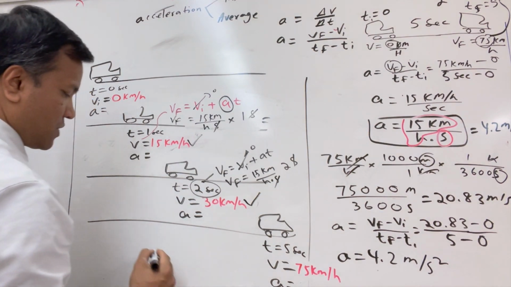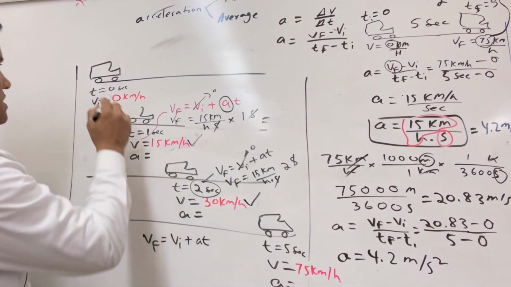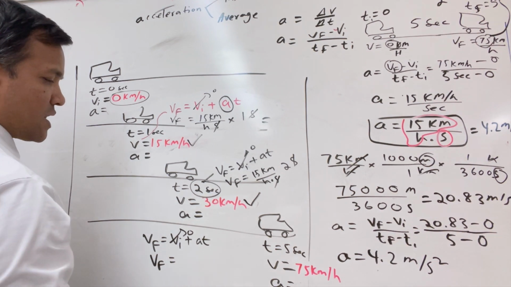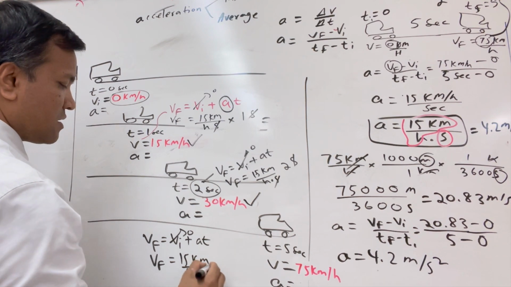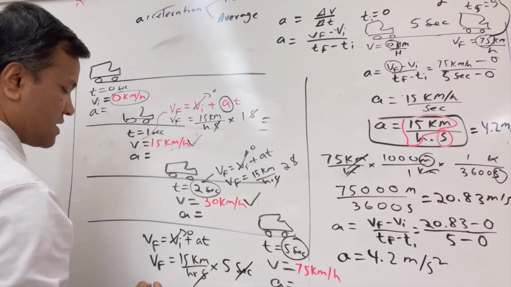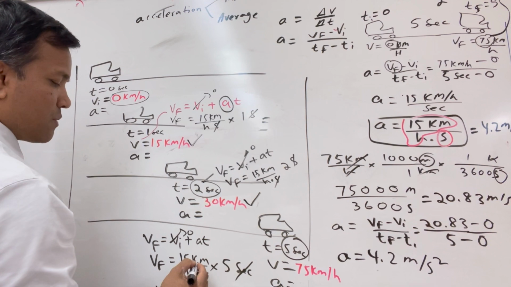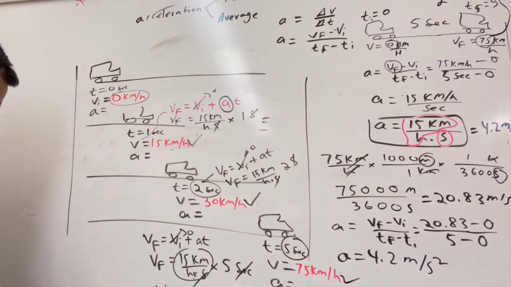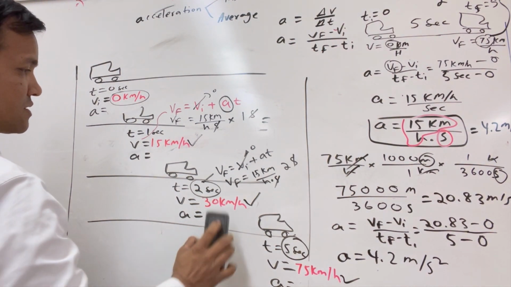Now let's verify this one. Velocity final is equal to velocity initial plus AT. Velocity initial is 0. So velocity final is, of course, A is 15 kilometers per hour per second times the time, which is 5 seconds. Second cancel, 15 times 5 is 75 kilometers per hour, so check. Okay, good. Now we can erase this, so it looks nice and neat.